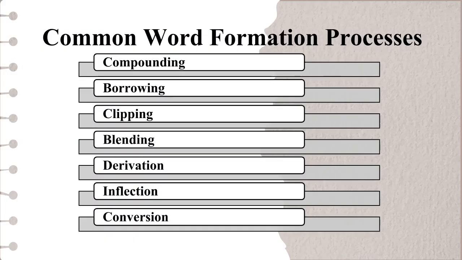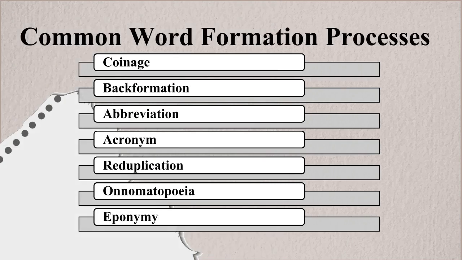Now let's take a look at these word formation processes which are helping languages in increasing their vocabularies. Some common word formation processes are: 1. Compounding 2. Borrowing 3. Clipping 4. Blending 5. Derivation 6. Inflection 7. Conversion 8. Coinage 9. Backformation 10. Abbreviation 11. Acronym 12. Reduplication 13. Onomatopoeia 14. Eponymy. Now one by one we will study them in detail.